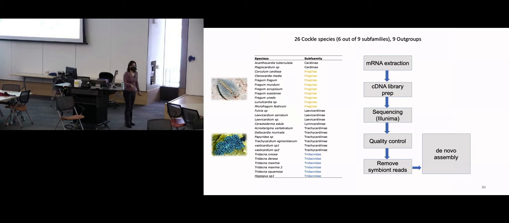We extracted mRNA, sequenced them, and then we did a de novo assembly for all these different species. And then we did an initial filter. So first of all, we found all the expressed genes that are shared by 100% of the hard cockles.